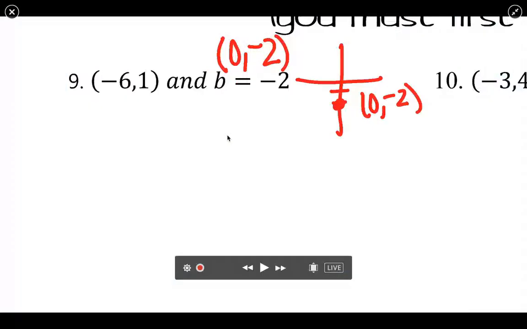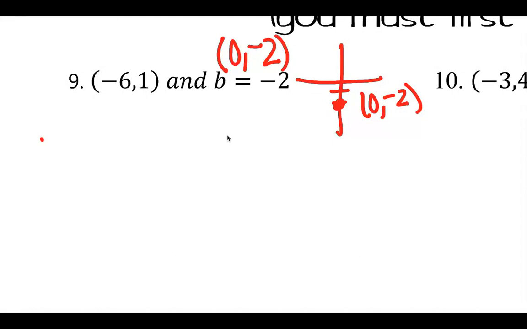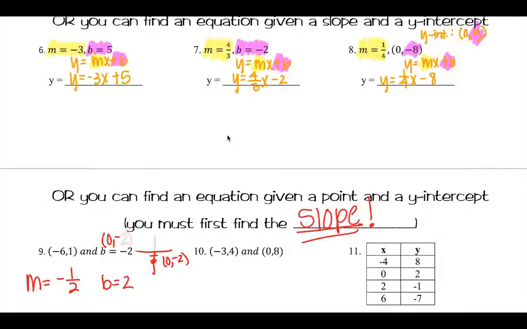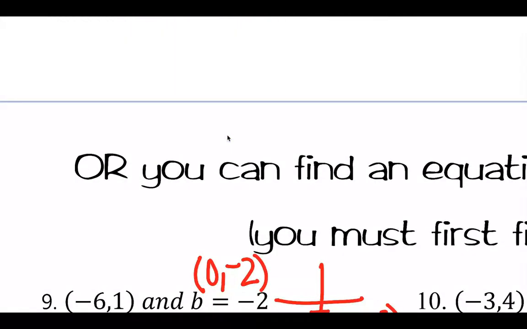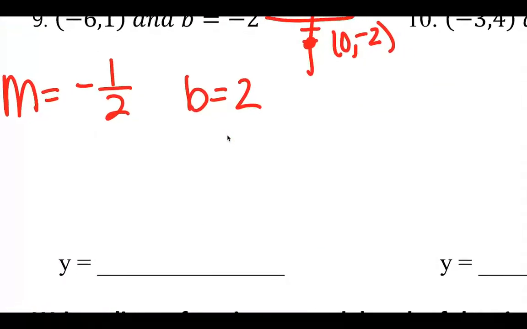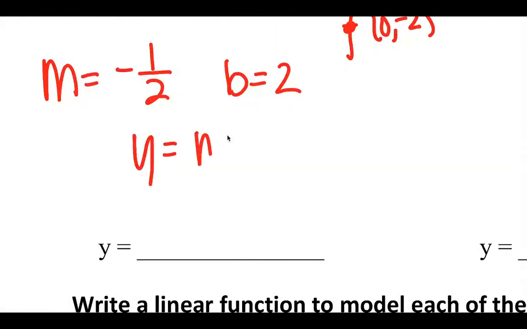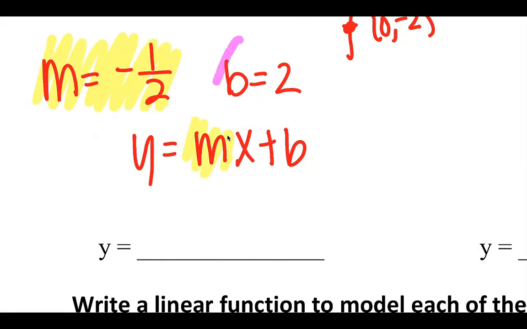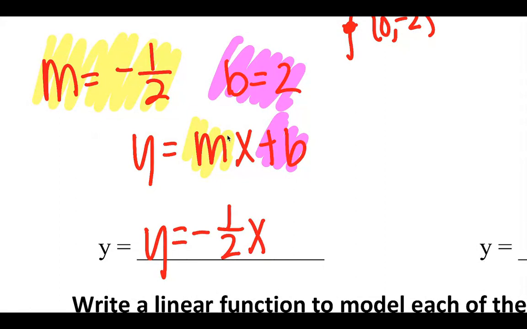Well, now I can write an equation, right? Because if I'm given m equals -1/2 and b equals -2, can't I just do it like what I was doing up here? Yeah, right? I can just write it as the equation. So if I'm writing it as y equals mx plus b, I'm putting -1/2 everywhere I see an m, and I'm putting a -2 everywhere I see a b. So I've got y equals -1/2 x minus 2.